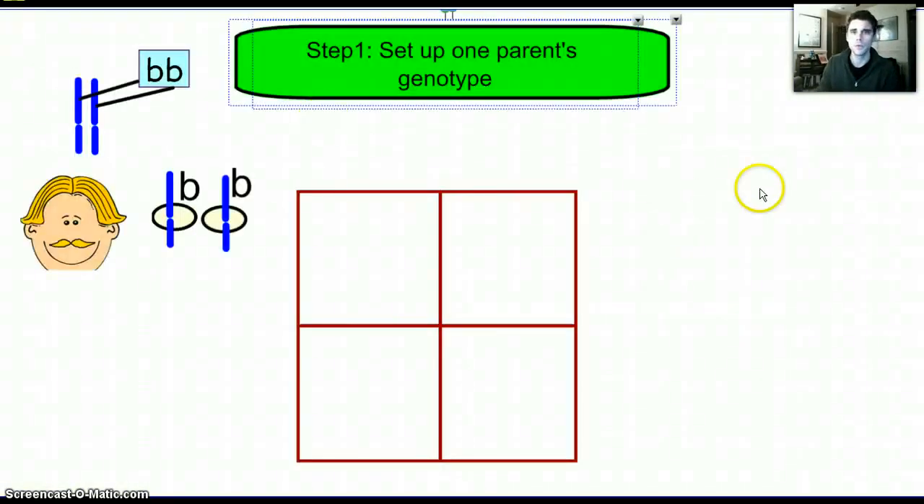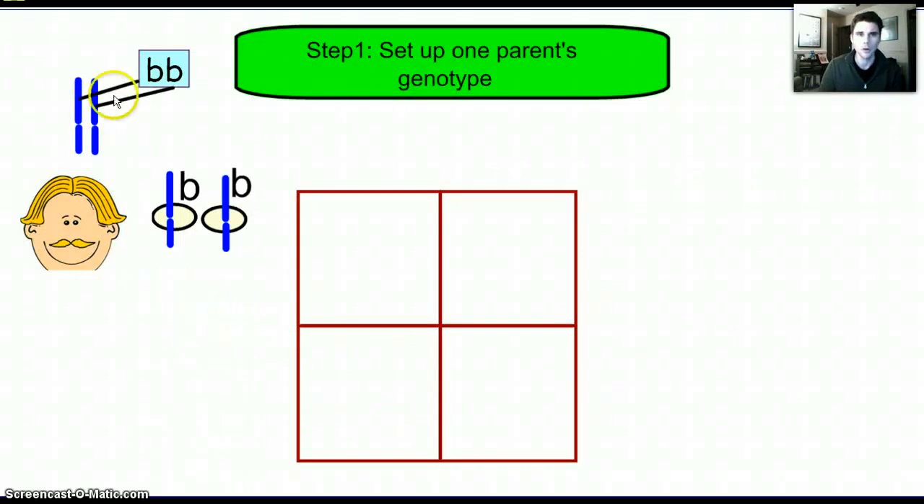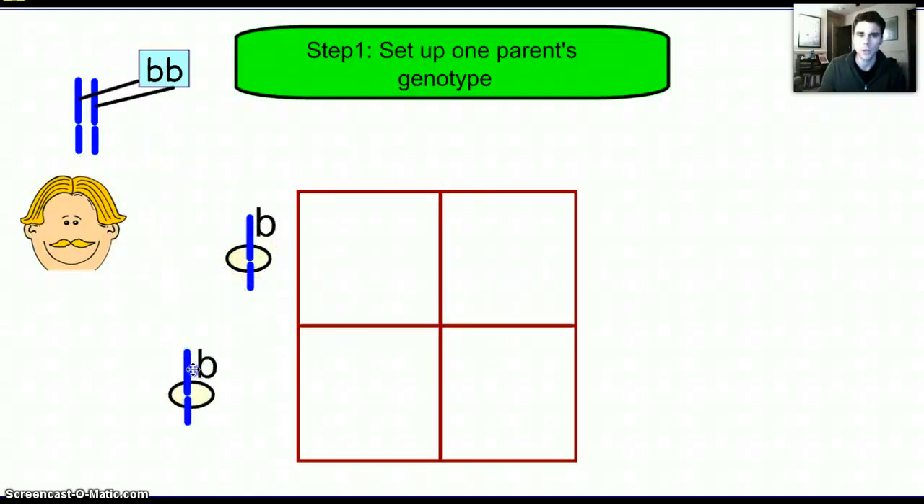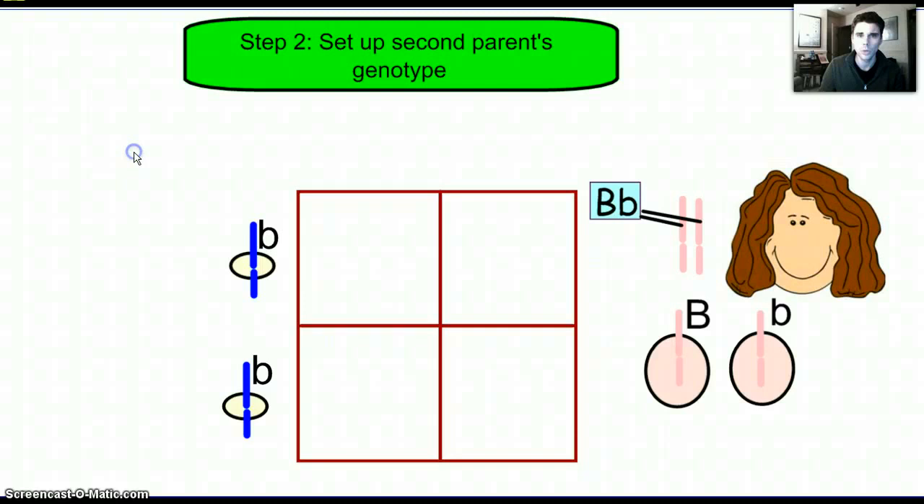Well, it's very easy. First, you're going to take one parent's genotype. Let's focus on the father first. Remember, dad's genotype is lowercase b, two recessive alleles. We take one of those recessive alleles. This is a gamete. This is one of his reproductive cells. We're going to line it up with the first window to the left. We're going to take the second recessive allele. We're going to move it down here and set it up next to the bottom window. That's step one.